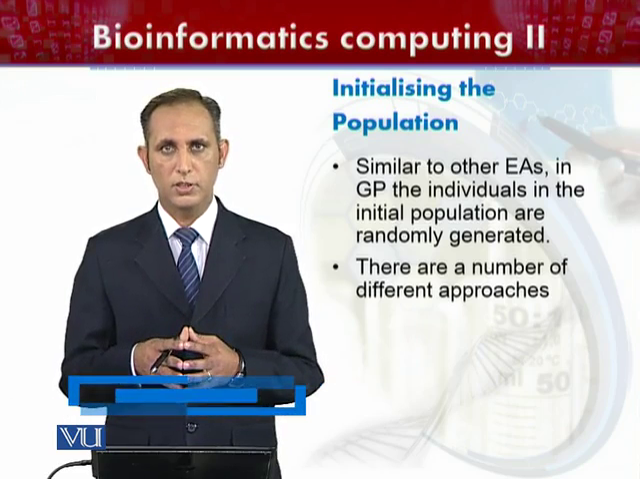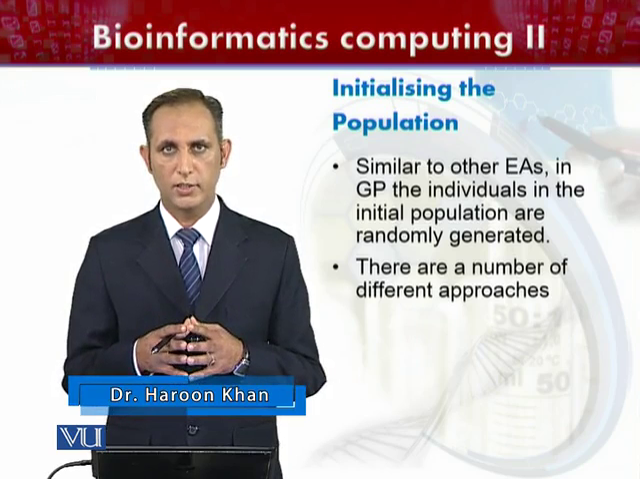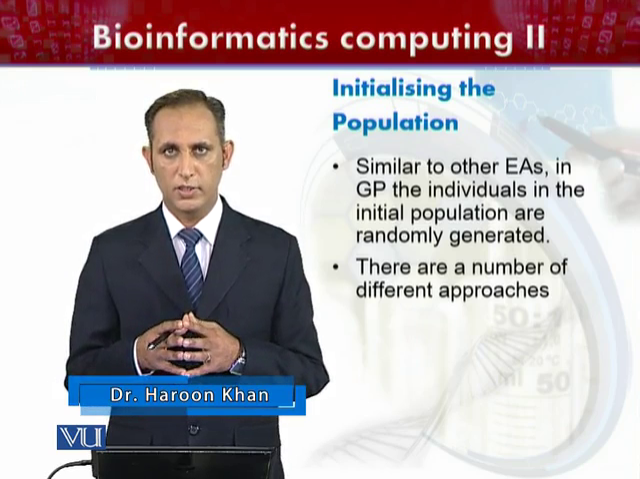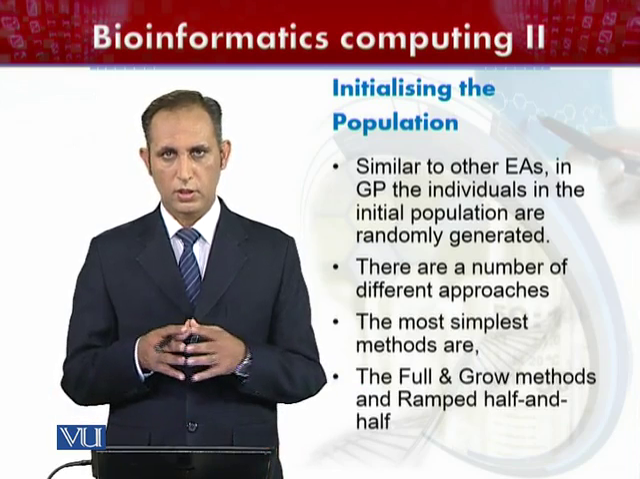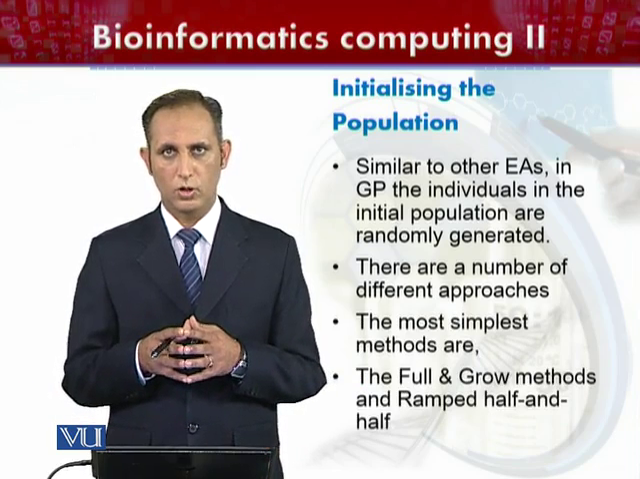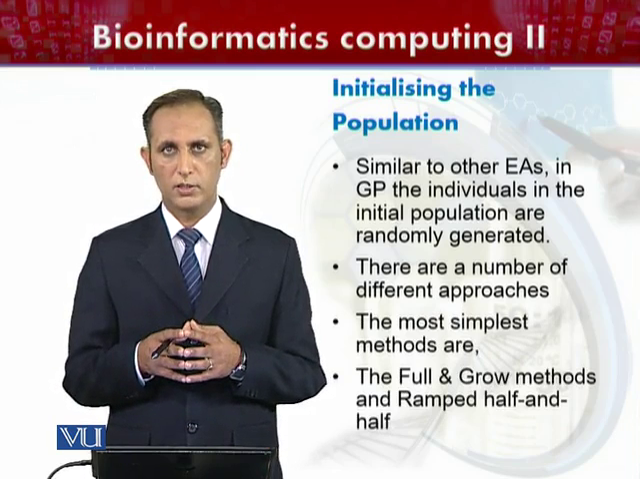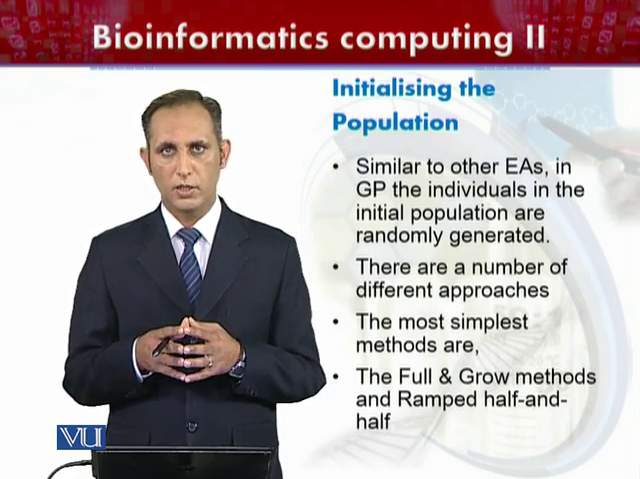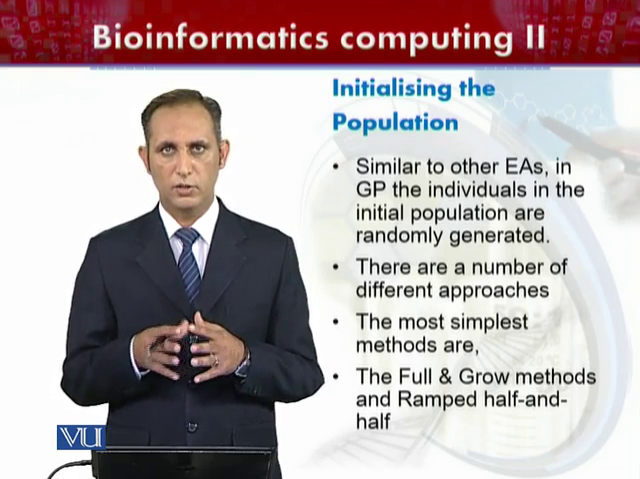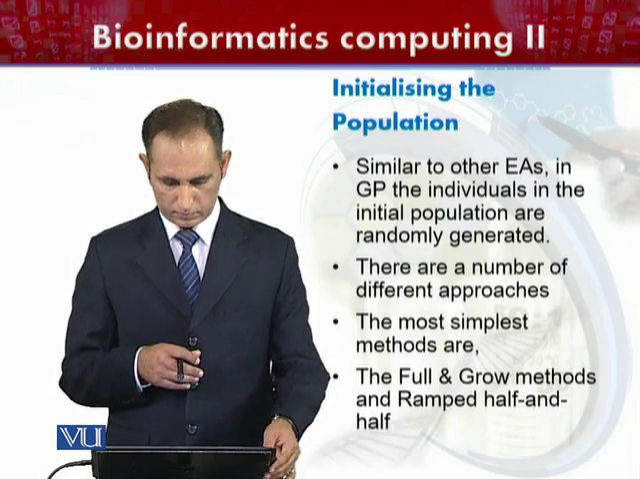Here we are going to discuss only three of such techniques which are used for initializing a population for the genetic programming algorithm. Number one is called the full method, the other one is called the grow method, and a third, very popular one is actually the combination of the full and grow methods, called the ramped half and half method.